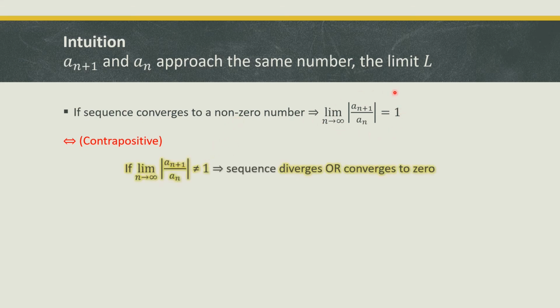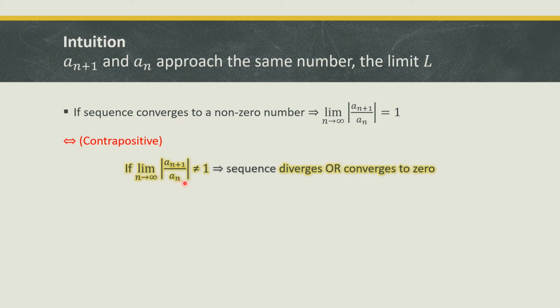So the negation of this conclusion part is that the limit of the ratio is not equal to 1. You see that? And the negation of the hypothesis here is that, because it says the sequence converges to a non-zero number, the negation of that is that the sequence either diverges or it converges to 0. So these two statements are equivalent.